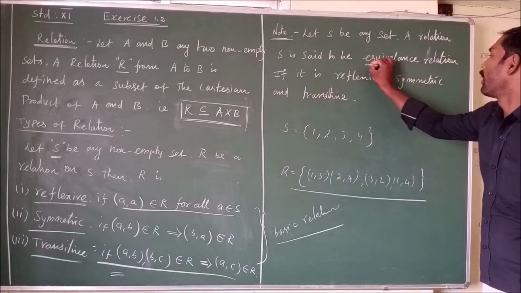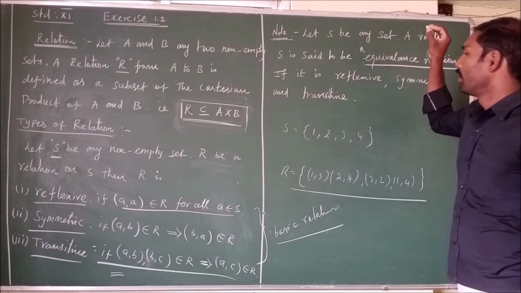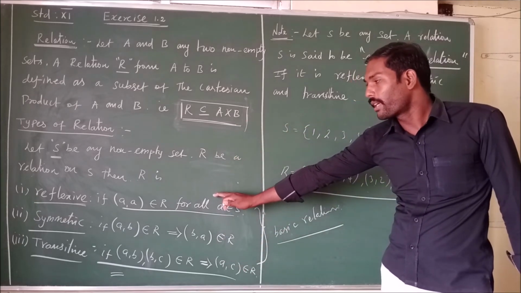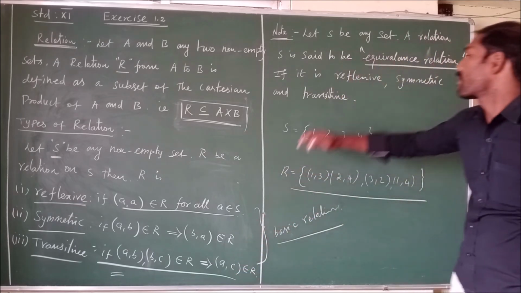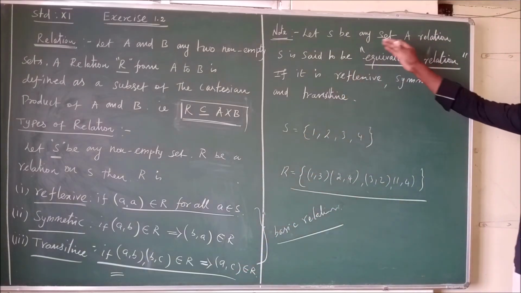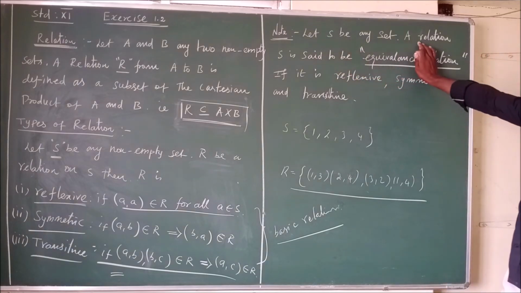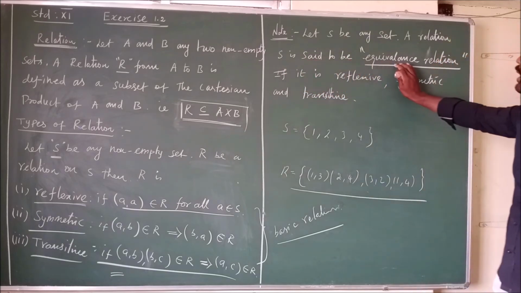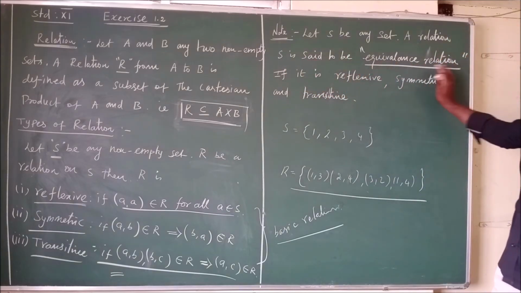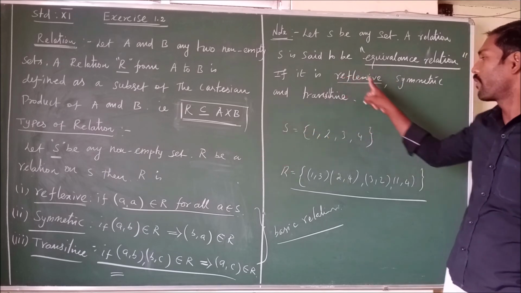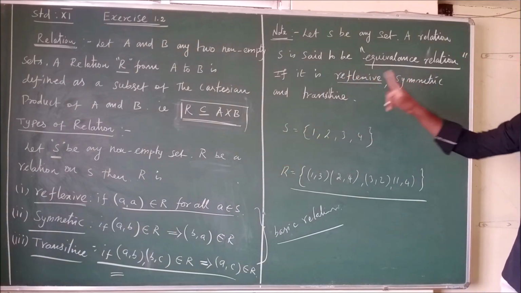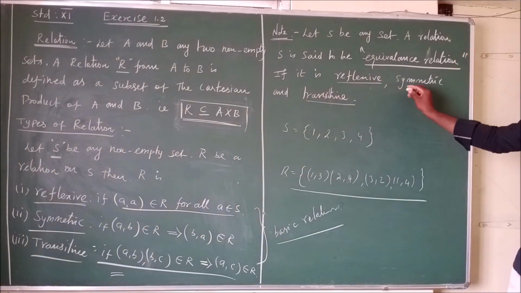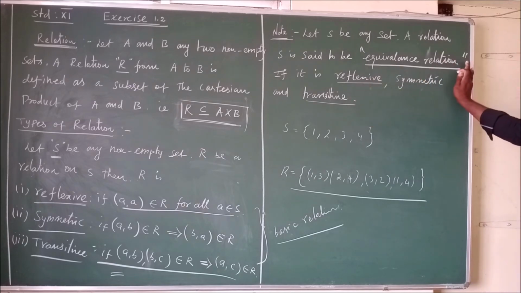An equivalence relation is a relation R that satisfies all of these conditions: reflexive, symmetric and transitive. Let S be any set. A relation on S is said to be an equivalence relation if it is reflexive, symmetric and transitive. When all three are satisfied, it is called an equivalence relation.